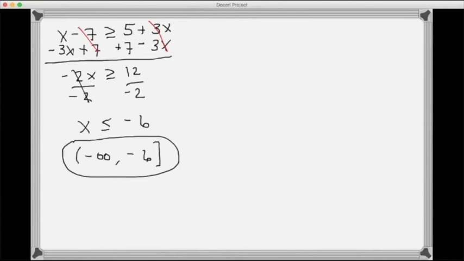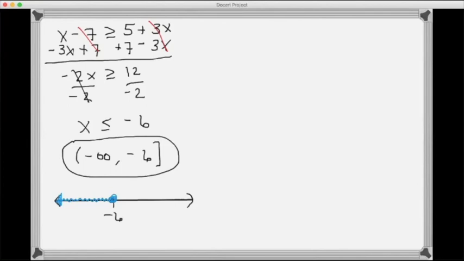But we also need to know how to put this on a graph. So we're going to graph this on the number line. We're going to put -6 right here. And since it's less than or equal to, we're going to put a closed circle. And we're just going to shade to the left all the way to negative infinity. And that is how you would graph this. Let's do another example.